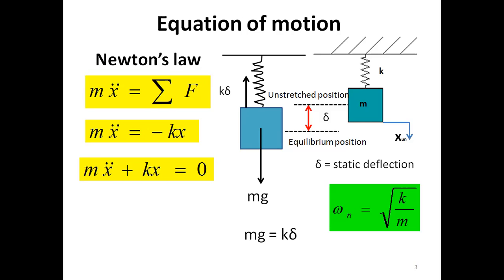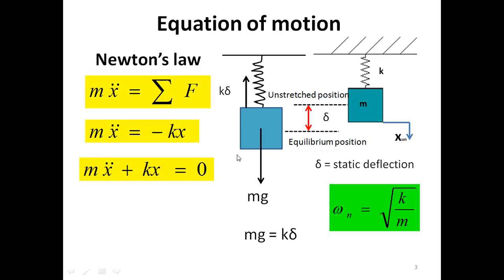After some time, the system would become at the equilibrium position. Remember that whenever we want to develop the equation of motion for the system, the displacement x that we take would be from the equilibrium position. So this is the unstretched position, and this is the equilibrium position.